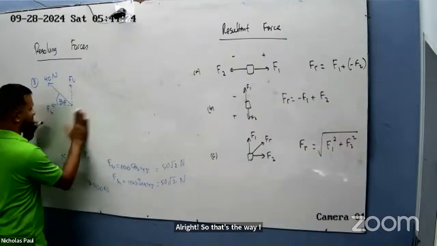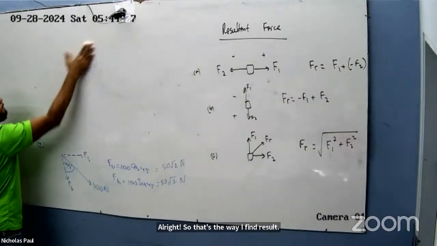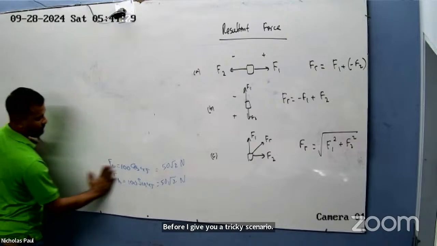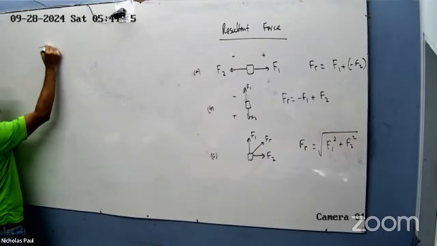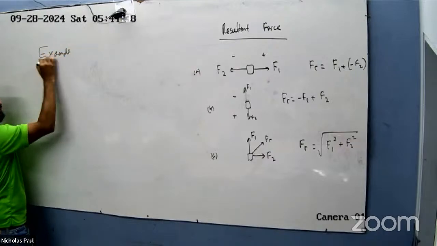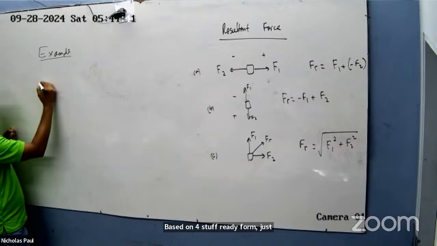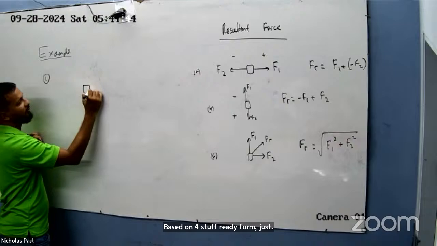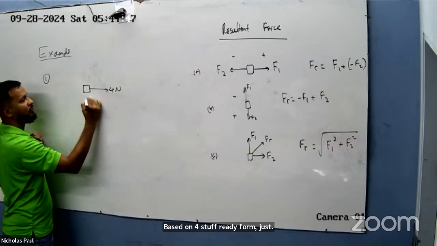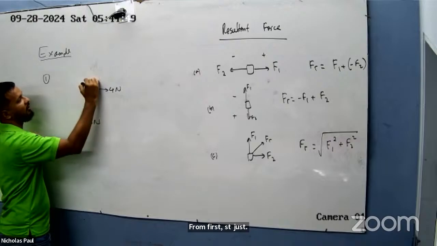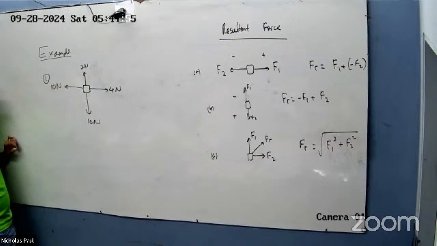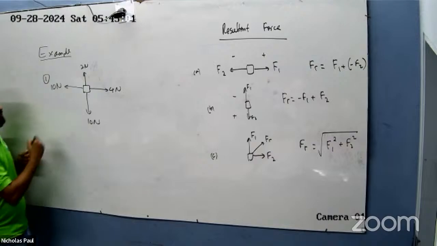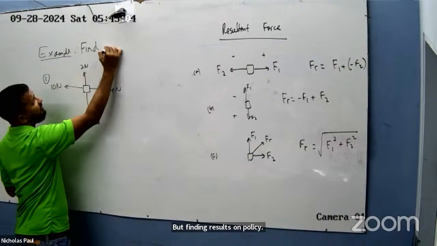Before I give you a tricky scenario, try this one here for me. Try this example. It's form four stuff. Form four is just do this. My favor, find the resultant force here. Each one of these, find the resultant force.